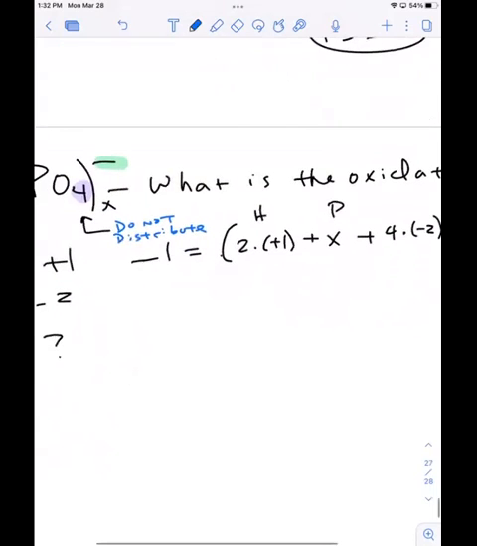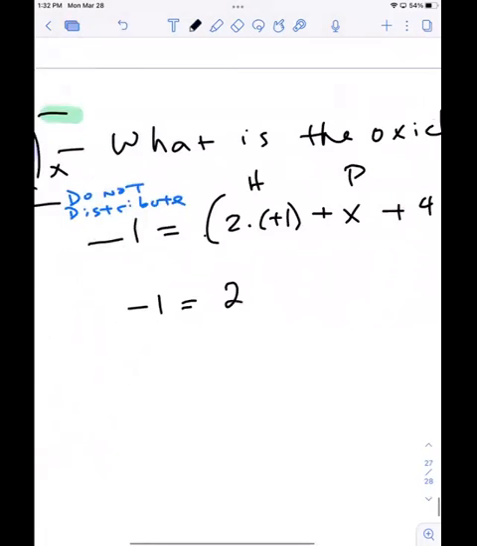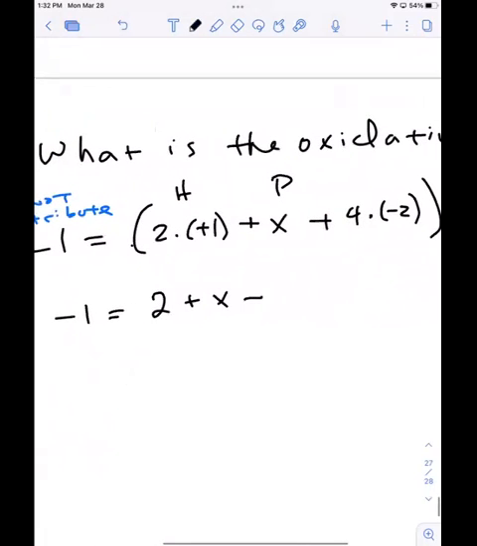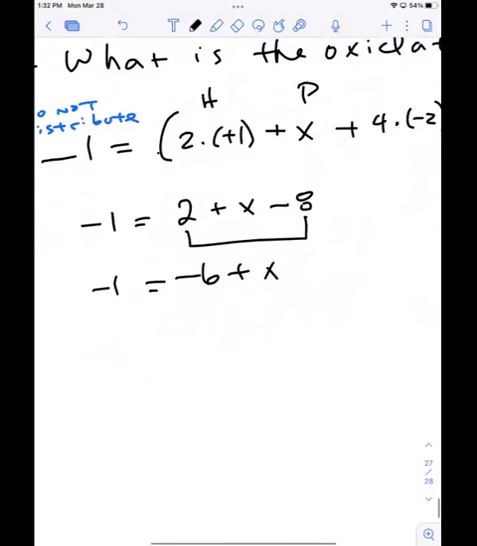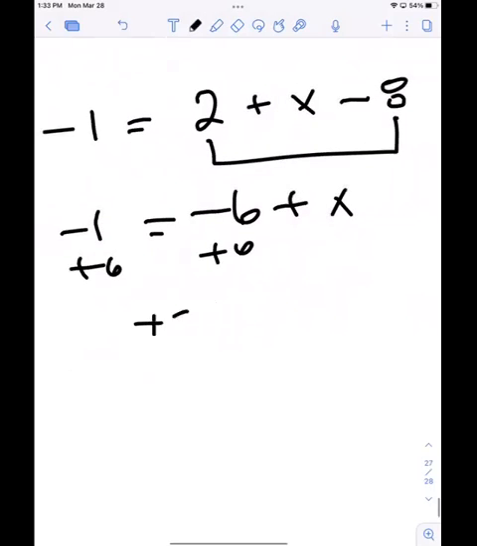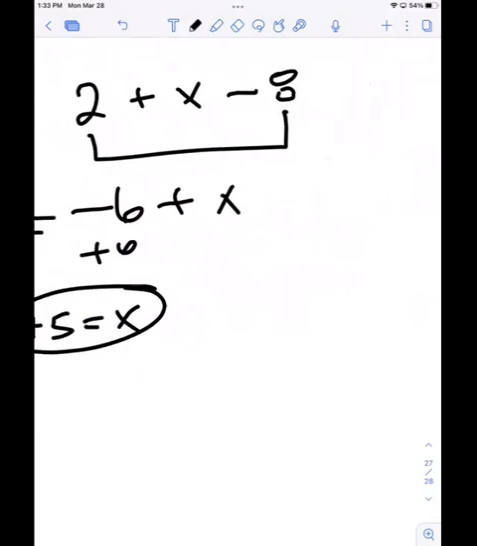All right, so this is -1 equals 2 plus X minus 8. Is that right? Because that's +4 and -2... and so we combine these two, we're going to get -6 plus X equals -1. And then if we add 6 to both sides, we'll get +5 equals X. So the oxidation number on phosphorus is +5.